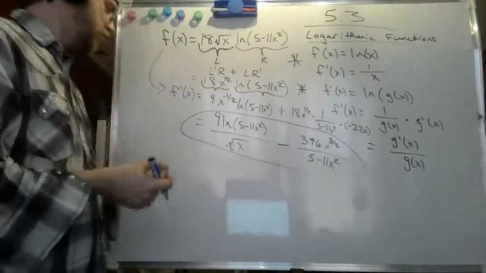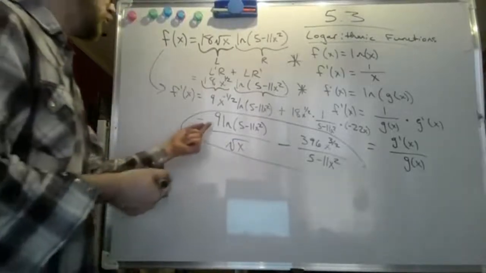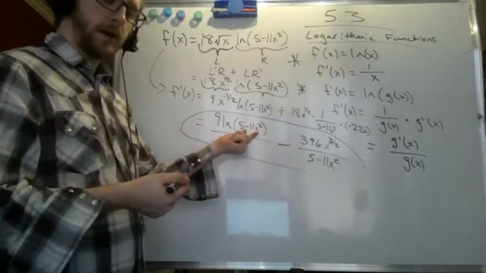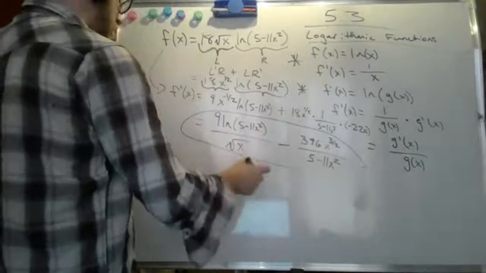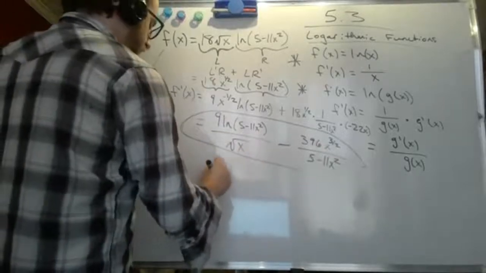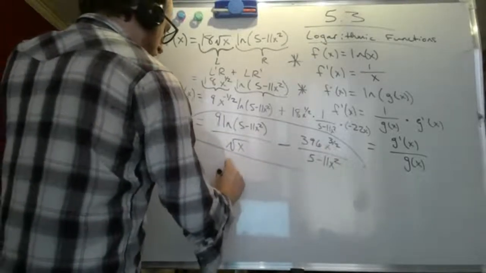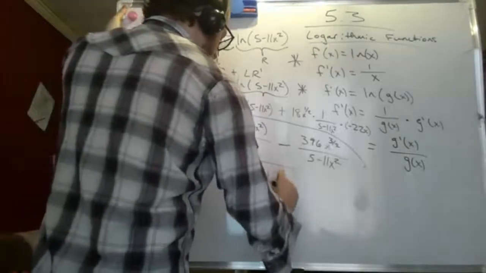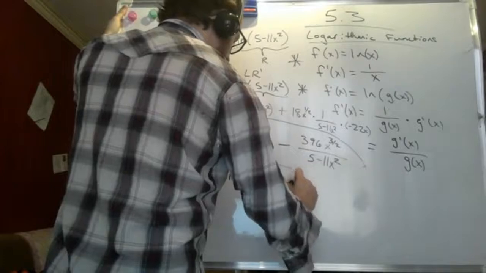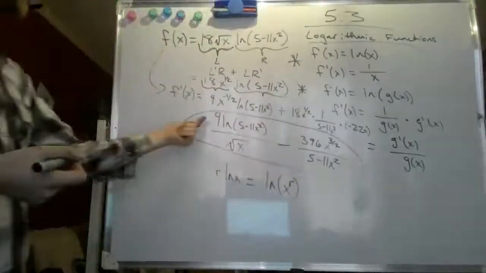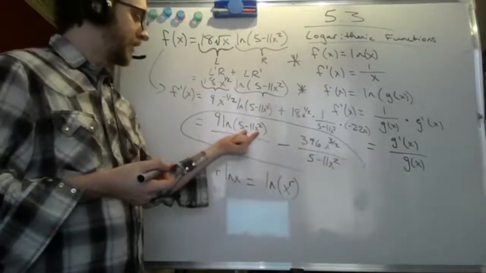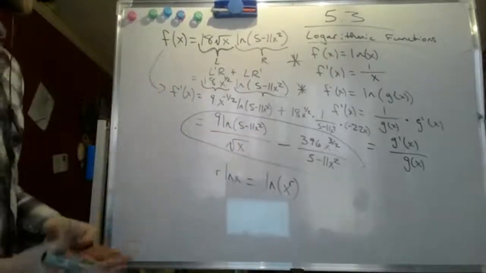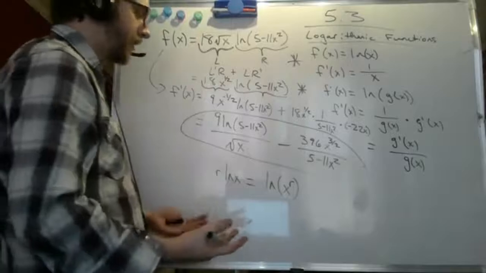Other things you could do, if you really wanted, you could move this 9 to the inside and have this raised to the 9th power. Because we have that rule where if you have r times the natural log of x, then that's equal to the natural log of x raised to the r power. So you could move that 9 to the inside and raise this guy to the 9th power. But again, that's not really going to make anything cancel. It's not going to simplify anything.